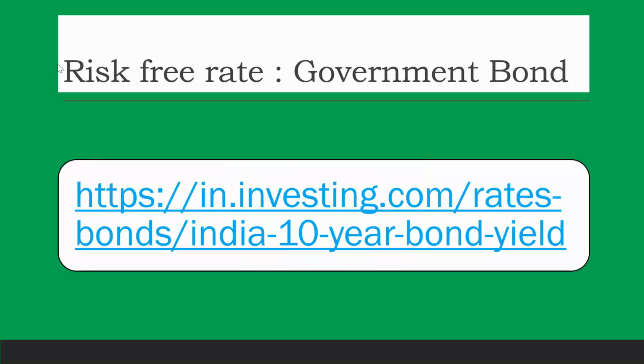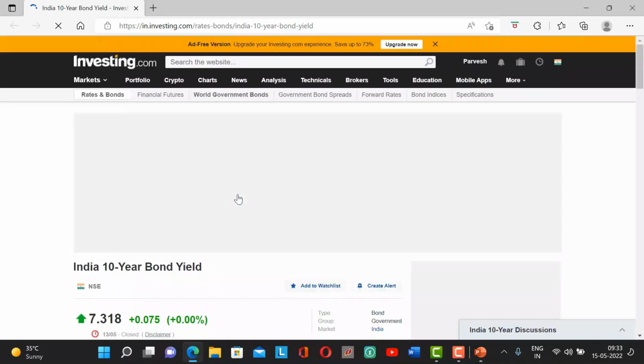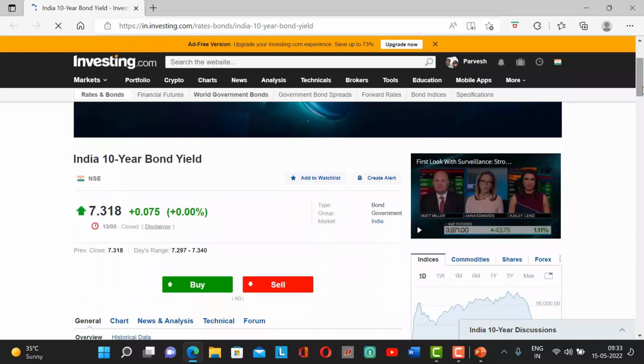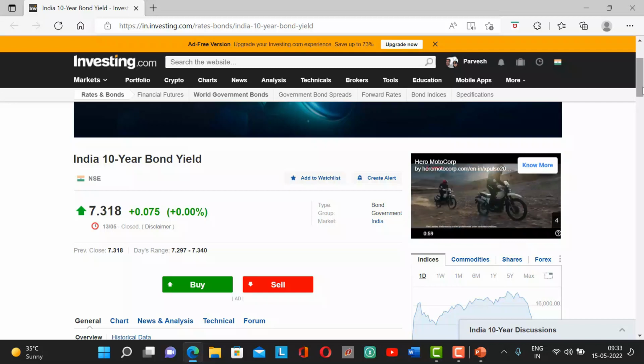So now what is a risk-free rate? Okay, as I told you, if you put your money in a government bond, it is considered to be the least risky or having no risk at all. So if you just press this option, it will take you to a 10-year bond. Okay, government is issuing bonds for a duration of say 6 months, 1 year, 2 years, which are called treasury bills, and then they raise the money for 3 years, 5 years, 10 years. So here we are looking at a 10-year government bond yield.